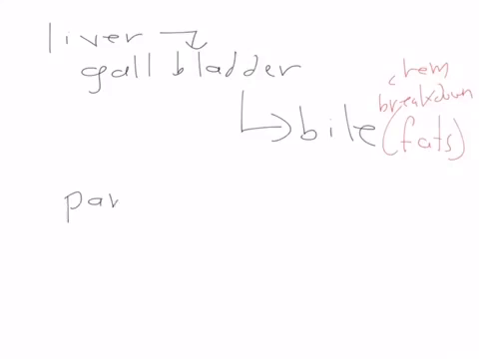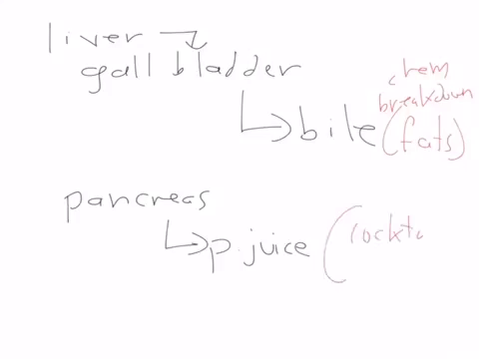And from the pancreas, we have pancreatic juice, which, as I mentioned in class, is a cocktail of chemicals and enzymes which is going to help to break down all of our three major nutrients: carbohydrates, proteins, and fats.